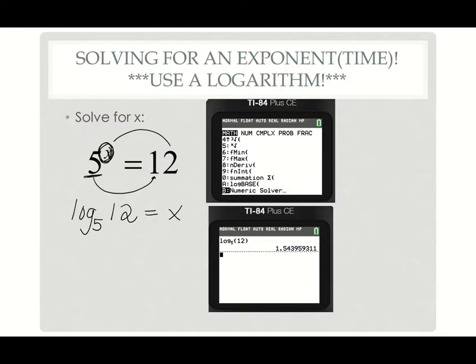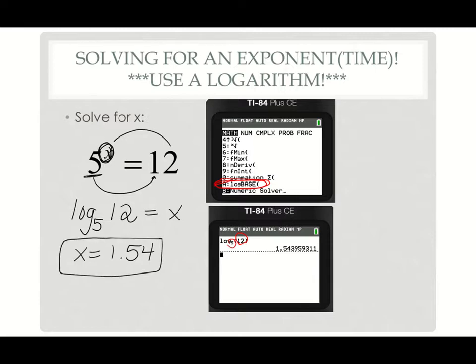You want to scroll down to the end of the list, and you're looking for log base. If you have this in your calculator, all you have to do is hit enter. It's going to give you 2 boxes. Where the base is, you plug in 5, and in the next box, you plug in 12, and you hit enter, and it gives you your answer. So we see here that x is equal to, if we round to 2 decimal places, 1.54.